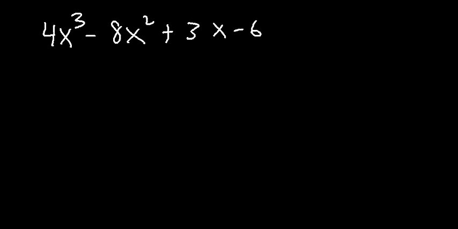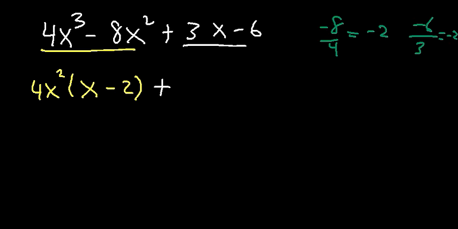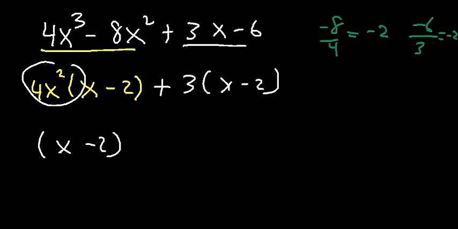Let's try another one. So 4x cubed minus 8x squared plus 3x minus 6. So -8 divided by 4 is -2, and -6 divided by 3 is also -2. So they have the same ratios, which means we can factor by grouping. In the first two terms, let's take out the GCF, which is 4x squared. And so we'll be left with x minus 2. And in the last two terms, let's take out a 2. Actually, not a 2, but a 3. And so we'll also have x minus 2. So our answer is going to be x minus 2 times 4x squared plus 3.